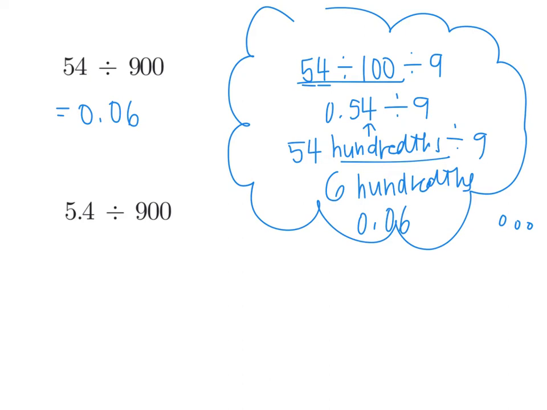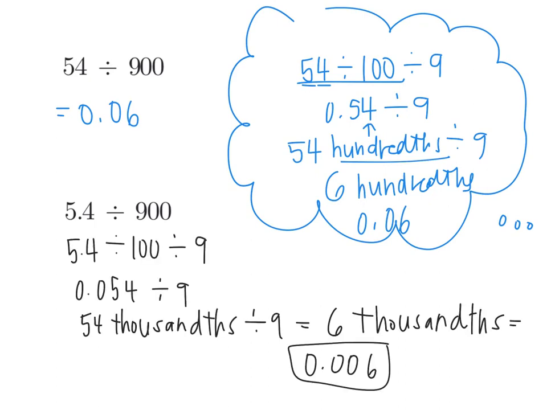See if you can try it, pause the video, and see if you can do the next problem by yourself. Okay, so we can separate out 900, the divisor of 900, into 100 and 9, right? So 5.4 divided by 900 is the same as 5.4 divided by 100 divided by 9, which is the same as if I divide 5.4 into 100 equal pieces, I would shift those digits 2 spaces to the right, so it'd be 54 thousandths divided by 9, which is 6 thousandths.